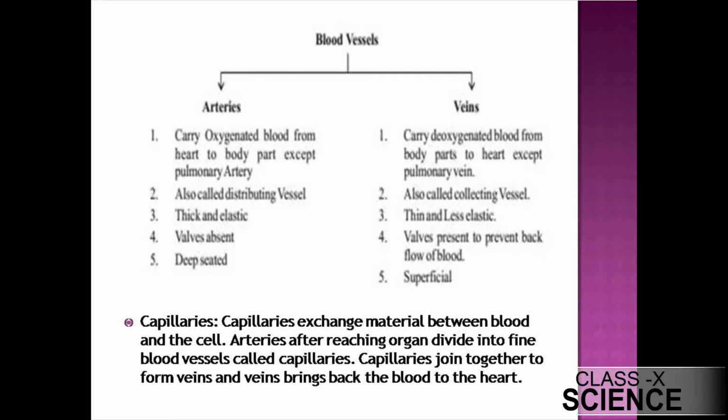The blood vessels are arteries, veins and capillaries. Arteries carry the oxygenated blood from the heart to the body parts, except the pulmonary artery, because all arteries carry pure blood, but only the pulmonary artery carries the impure blood from the heart to the lungs.